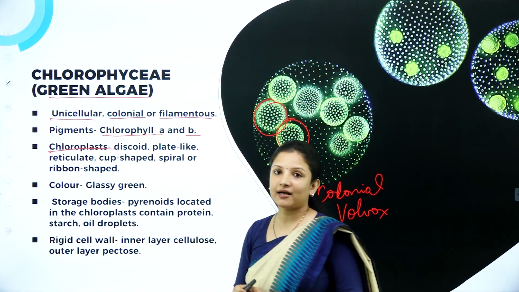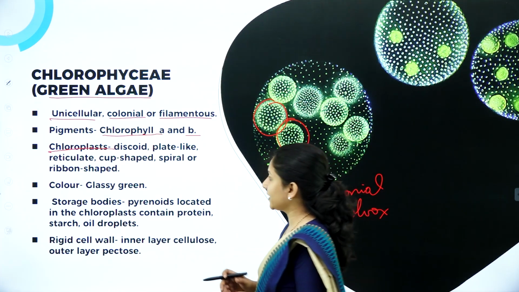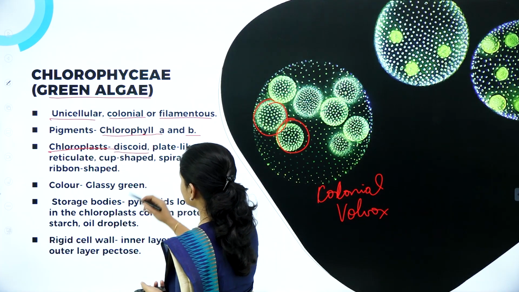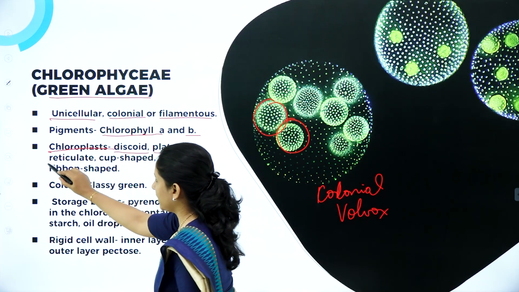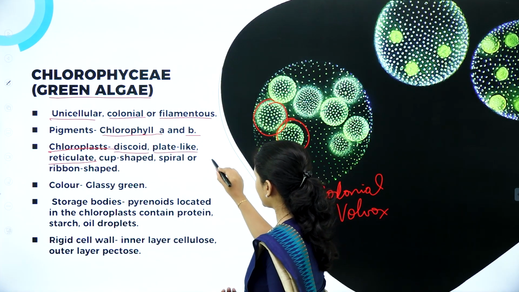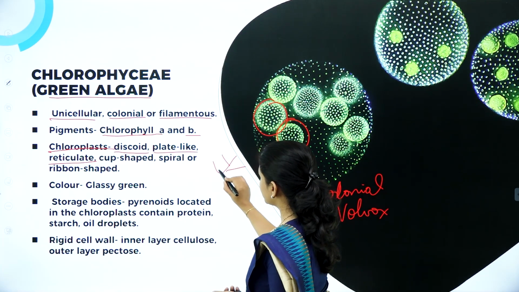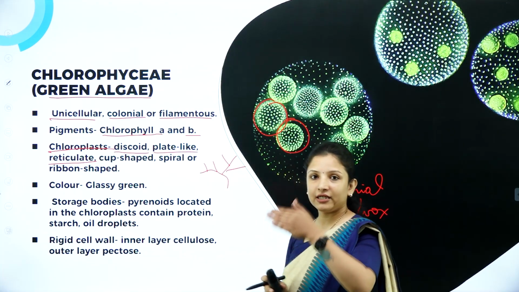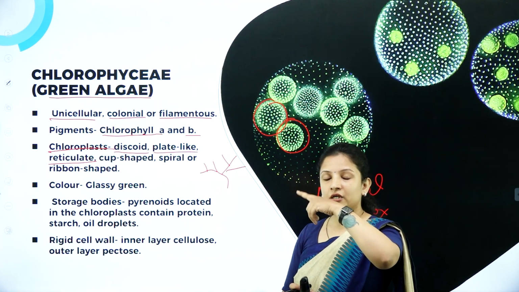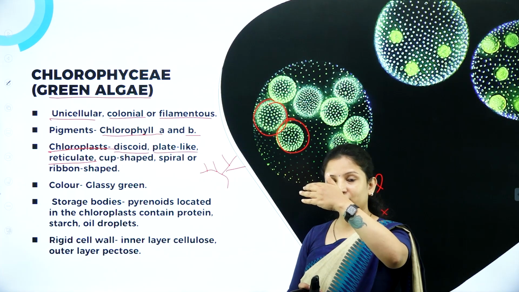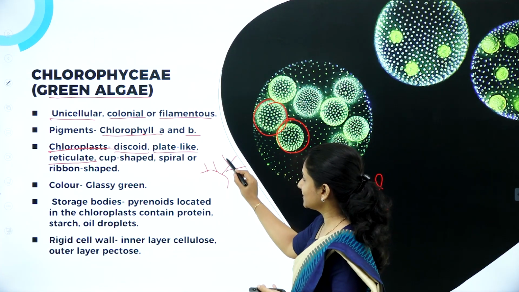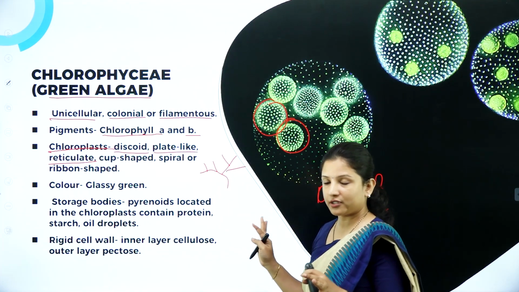And these chloroplasts can be of different shapes. They can be discoid, that is like a disc, or they can be somewhat like a plate. They can be reticulate. So reticulate is nothing but like branches. Have you seen a leaf? When you hold a leaf of a dicot plant in the sun and have a look at it, you can see venations like this. So this is nothing but reticulate. The structure is called reticulate.